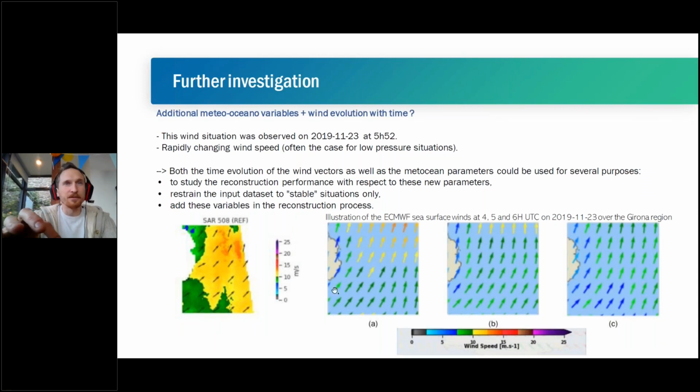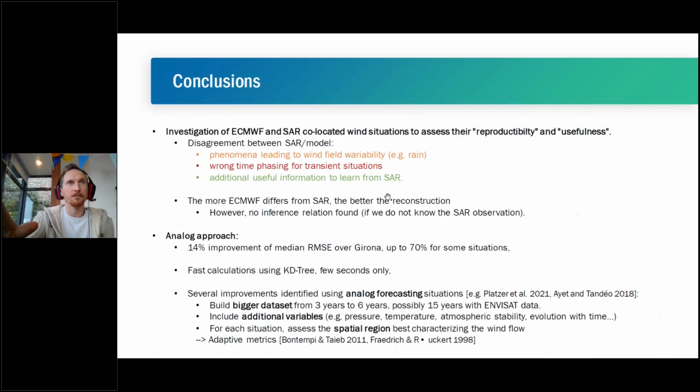We have the SAR reference image, and when we look at the time evolution of the wind situation, we see that the wind is changing radically from orange, with almost 15 meters per second, up to a green, which is a gradient of more than 5 meters per second in 2 hours. So we have very likely a very quick wind transition for which the SAR and the model are not well phased. And I will finish with my last slide.